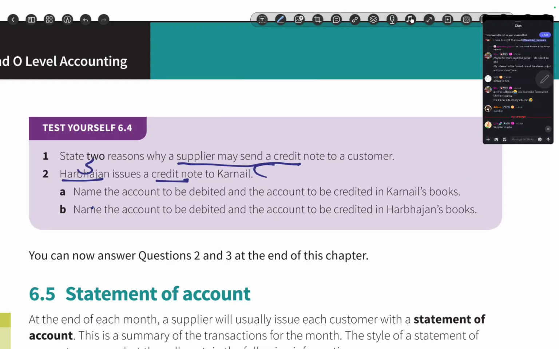So here, Colonel is doing purchase returns. Does everybody understand why you credit purchase returns?